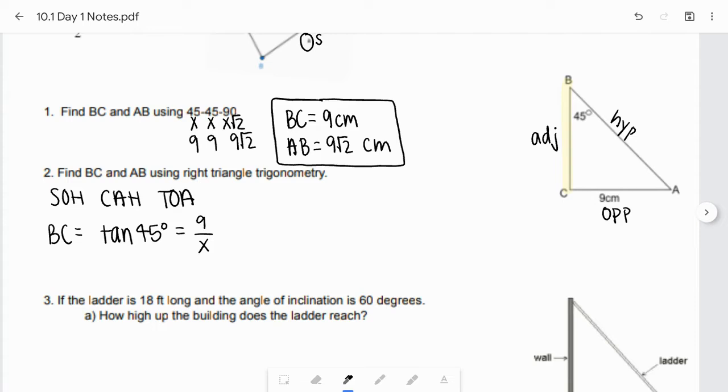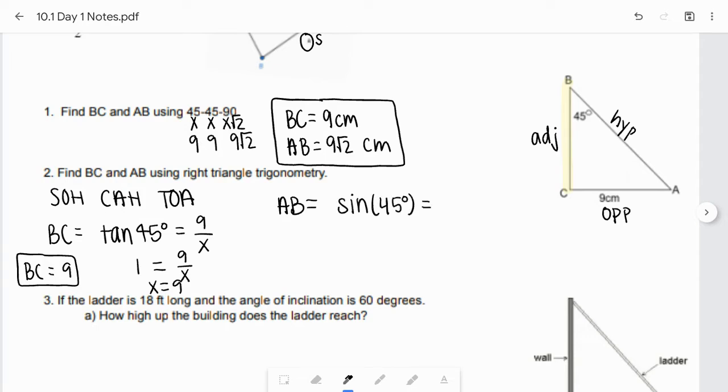Now, tangent of 45 degrees is just going to be 1. So 1 equals 9 over x. Solve for x, and x equals 9. So BC equals 9, which does match up with what we did in part 1. Okay, now we can go ahead and find AB. AB is going to use my opposite side and the hypotenuse, so that is going to be sine. So sine of 45 degrees is equal to the opposite side, 9, over the hypotenuse, x.